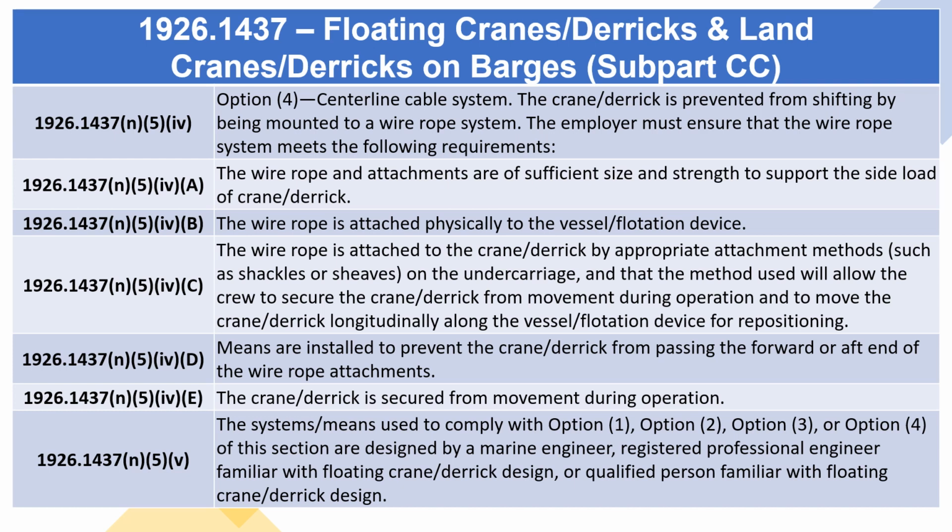The wire rope and attachments are of sufficient size and strength to support the side load of the crane/derrick. The wire rope is attached physically to the vessel/flotation device. The wire rope is attached to the crane/derrick by appropriate attachment methods, such as shackles or sheaves, on the undercarriage, and the method used will allow the crew to secure the crane/derrick from movement during operation and to move the crane/derrick longitudinally along the vessel/flotation device for repositioning. Means are installed to prevent the crane/derrick from passing the forward or aft end of the wire rope attachments. The crane/derrick is secured from movement during operation.